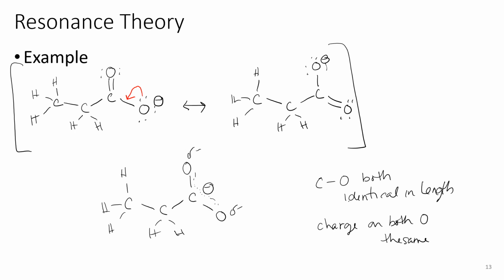So this structure that I drew down here is what we would refer to as the resonance hybrid. It is the average structure between the two resonance structures that we drew on paper. Resonance hybrids will contain partial bonds, and they will contain some partial charges as well, because we're averaging all those other structures together.